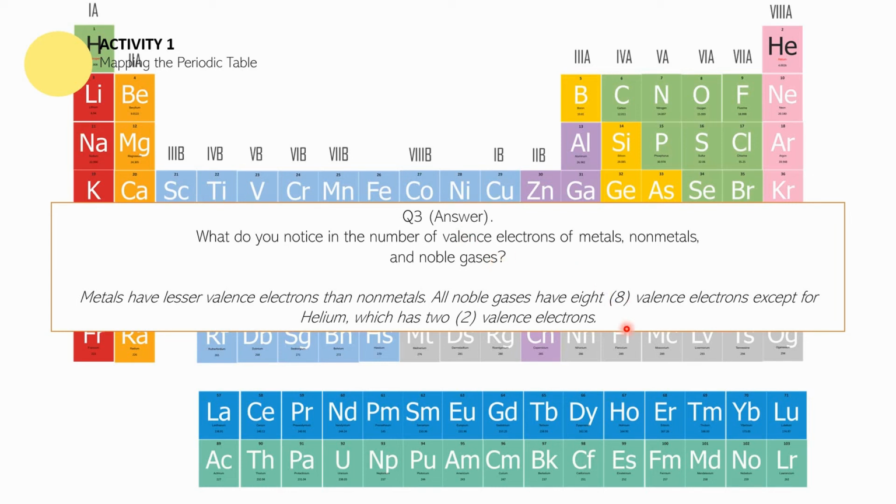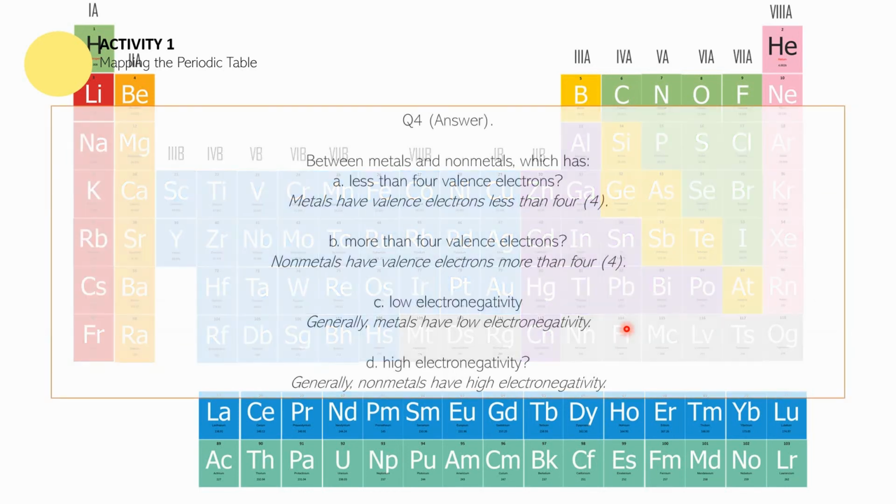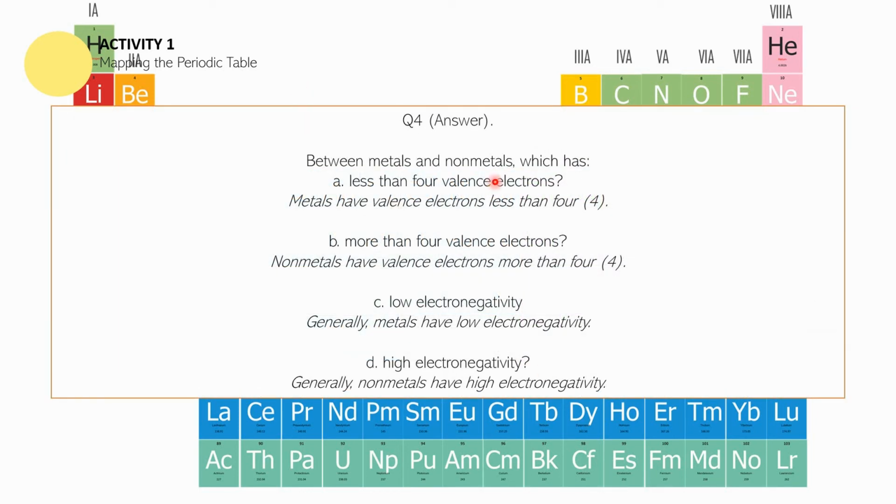Let us now continue with the answers to question number 4. So, between metals and nonmetals, metals have valence electrons less than 4. And nonmetals have valence electrons more than 4. In terms of electronegativity, generally, metals have low electronegativity, whereas nonmetals have high electronegativity.